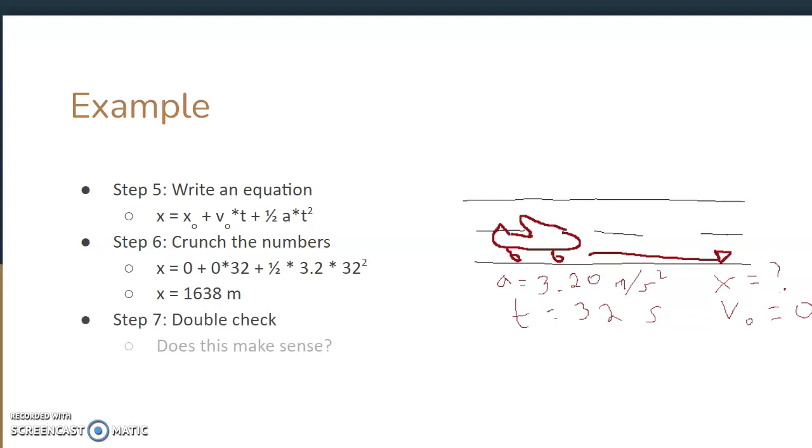Now, double check, does this make sense? I think it does. It would not make sense if it was really, really small. So let's say our answer was like 2. We traveled 2 meters before we lifted off in the air. That one wouldn't make sense because if anyone of us has been on a plane, it usually takes a while for us to get moving and actually get off the ground.